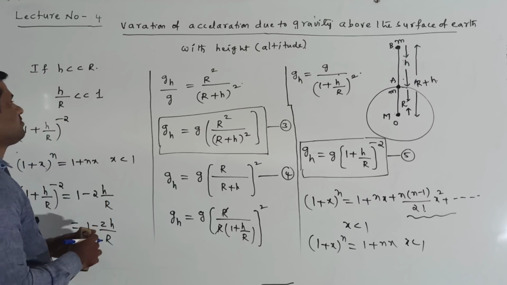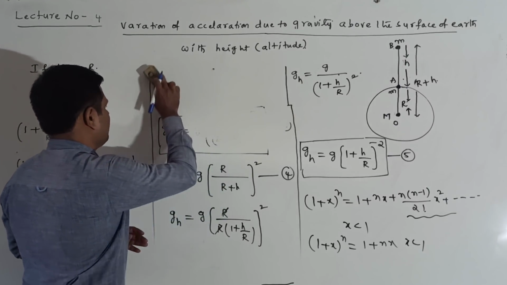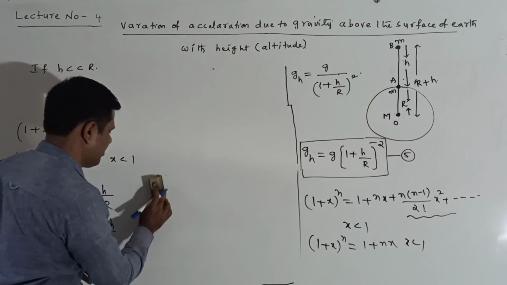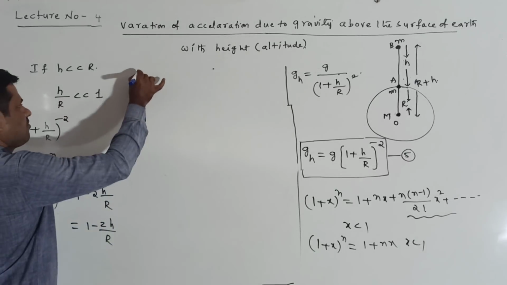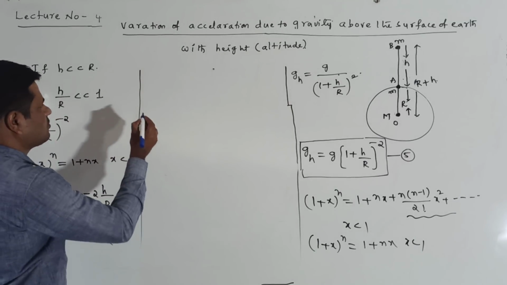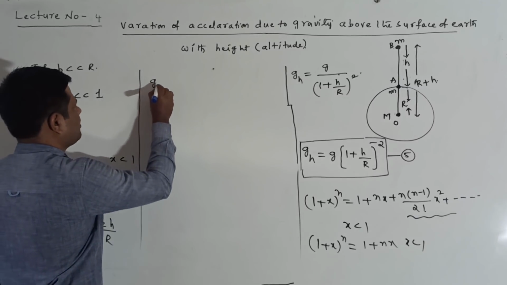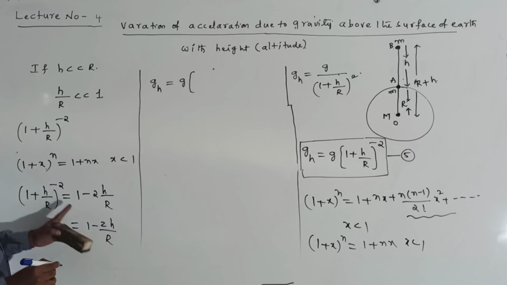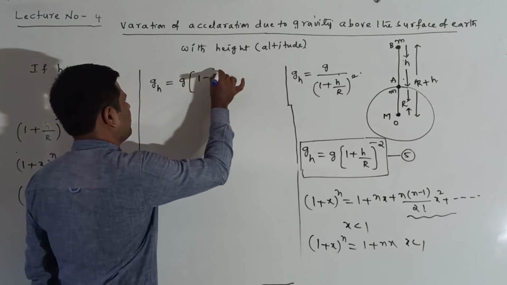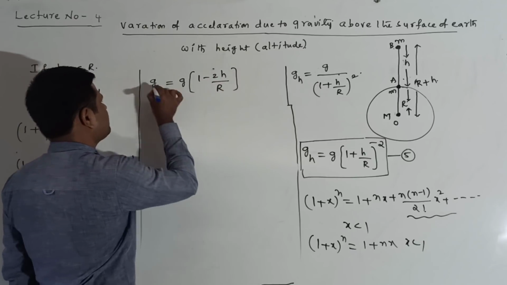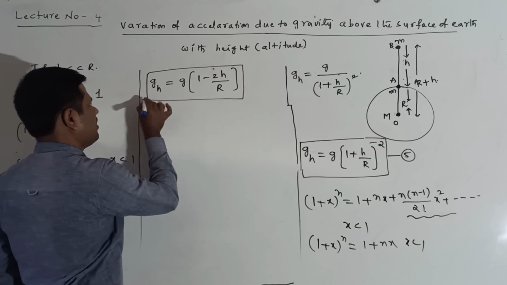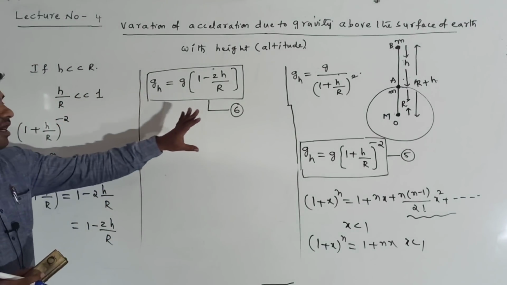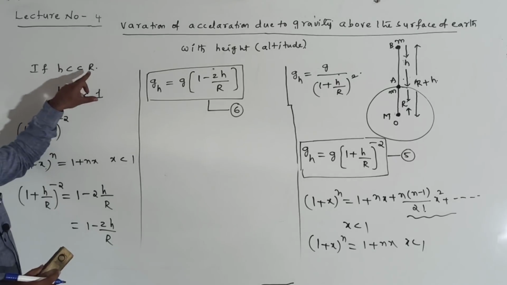in equation number 5, when h is less than r. Now substituting that value in equation number 5, what are we getting? Gh is equal to G into, in the place of 1 plus h by r whole power of minus 2, 1 minus 2h by r. This formula is given as equation number 6. This formula is not applicable for all heights. It is applicable for h less than r.